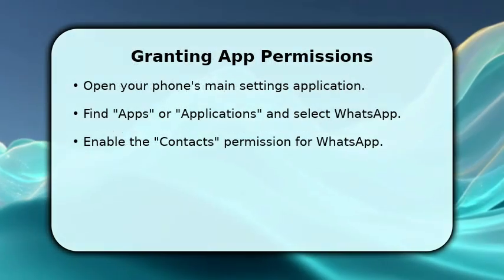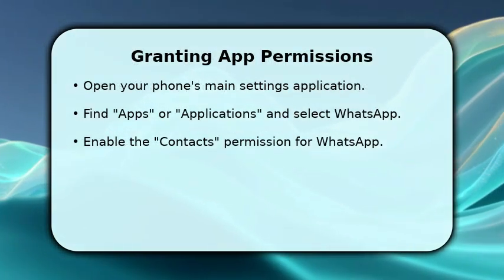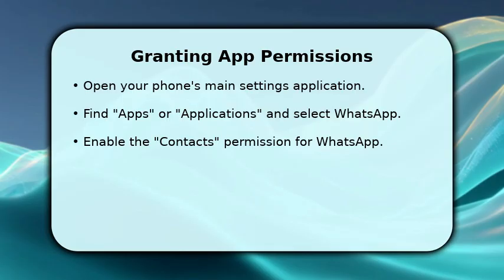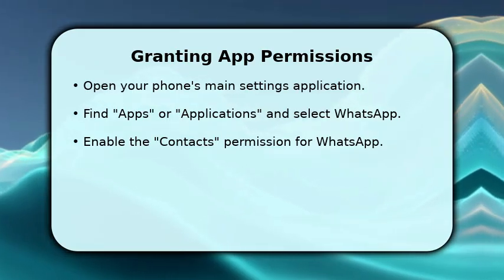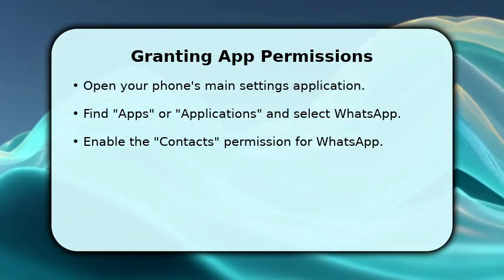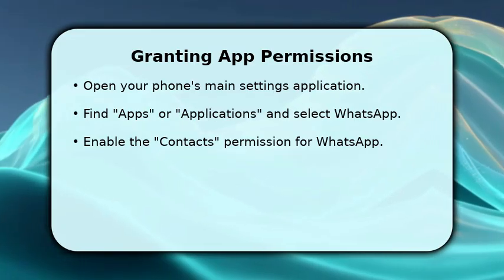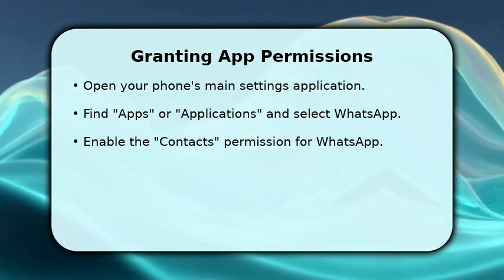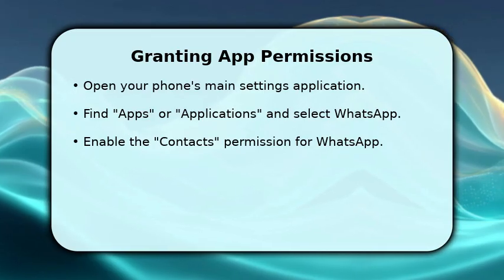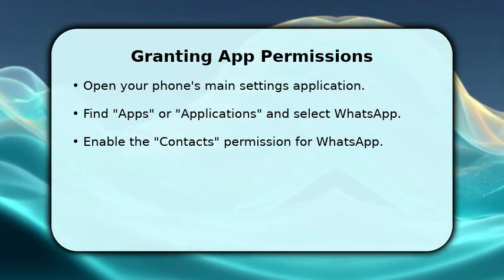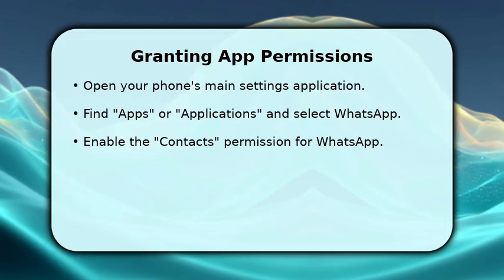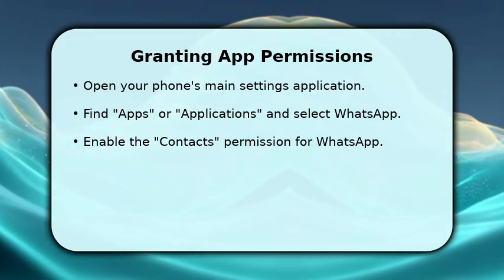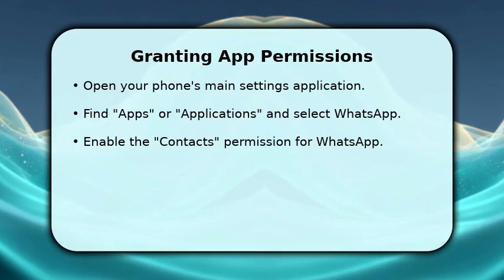To grant WhatsApp access, open your phone settings. Scroll down and tap on Apps or Applications, then find WhatsApp in the list. Select it and then navigate to Permissions. Here, ensure the contact's permission is toggled on. This allows WhatsApp to read your phone's address book, which is essential for displaying your contacts within the app. Without this, syncing cannot occur.